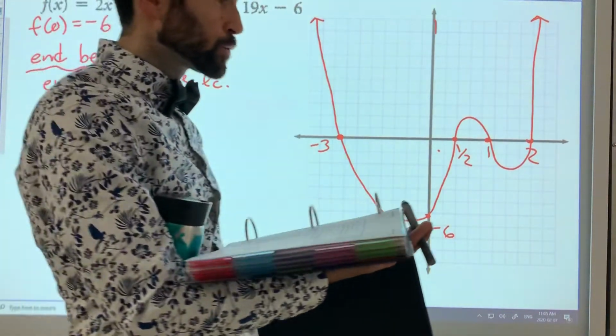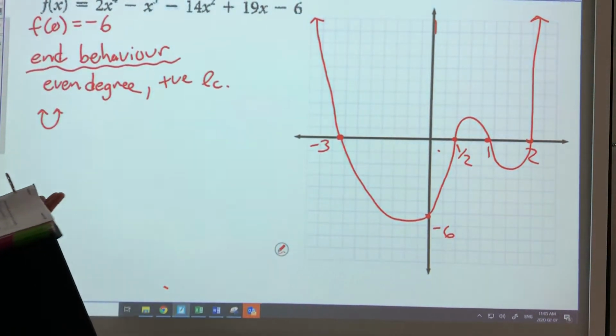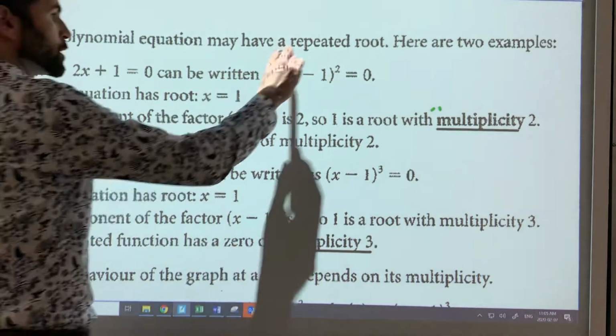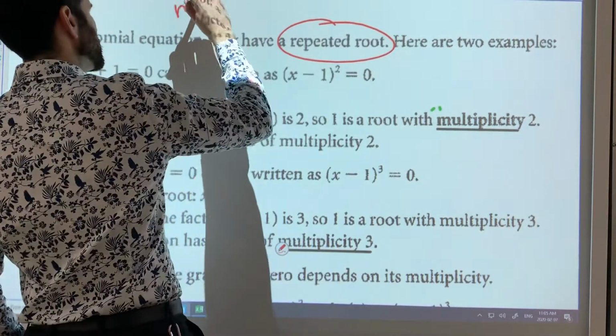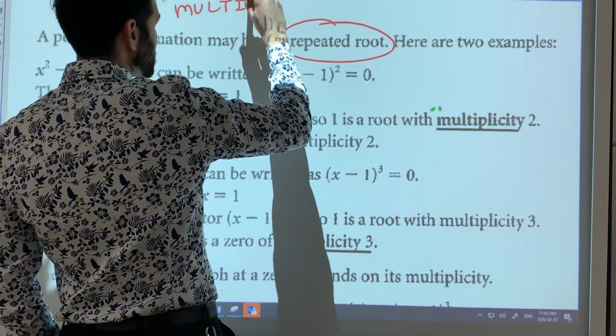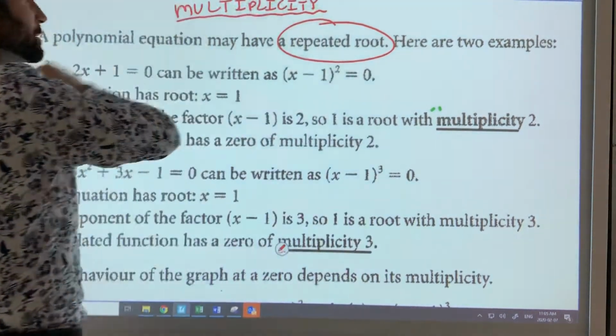There's one last thing we have to hit, and we're going to have just enough time, I think, to talk about multiplicity. Okay, so what is up with multiplicity? A polynomial equation may have a repeated root. When you have a repeated root, we start talking about multiplicity. There's a really funny movie called Multiplicity, I think.